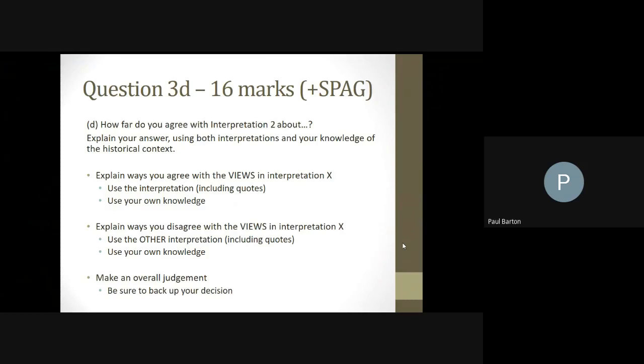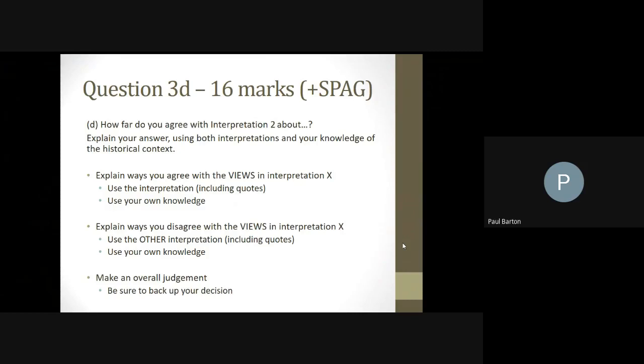Okay, once you've done the agreeing side, the next bit is the other side, the disagreeing side. Remember, what you're not doing is saying, I agree with interpretation 2, but actually, no, I agree with interpretation 1. You're evaluating interpretation 2. So you've said, in some ways, I agree with the views in interpretation 2. This next section is ways you disagree with interpretation 2.